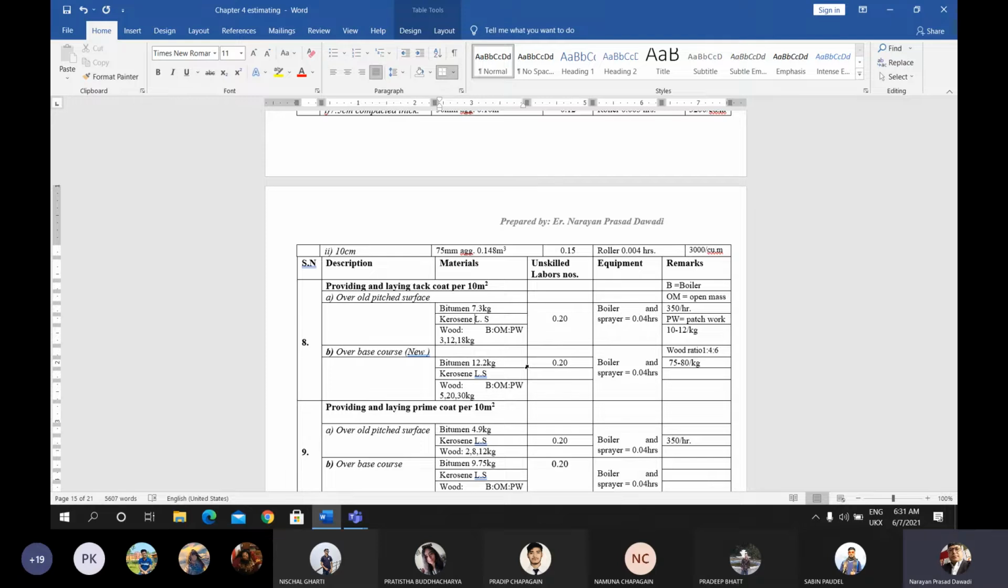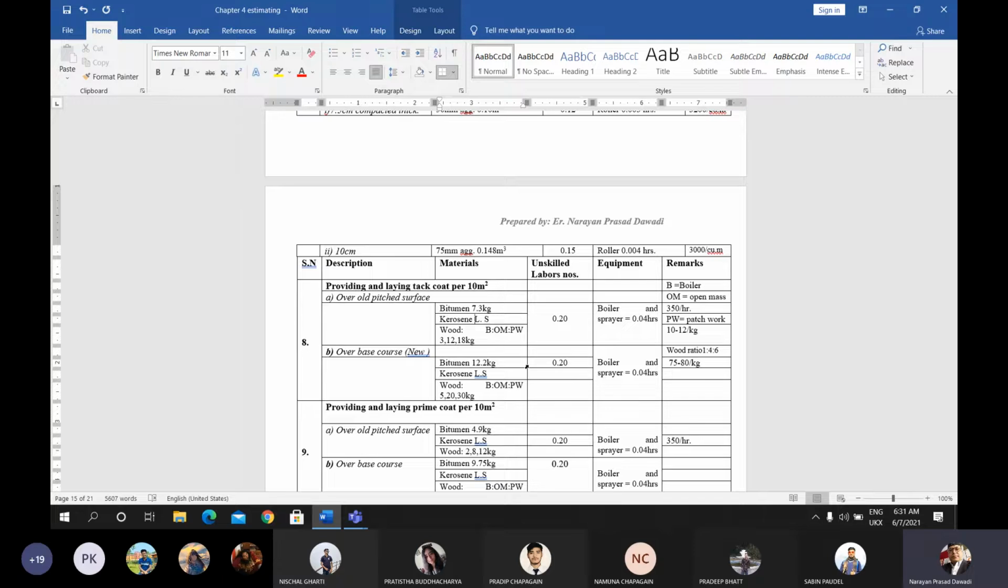At that time the bitumen required for the old pitch surface is at a lower rate compared to the new road surface. So the bitumen required for the old pitch surface for the tack coat is 7.3 kg, whereas the bitumen required for the new base course is 12.2 kg.